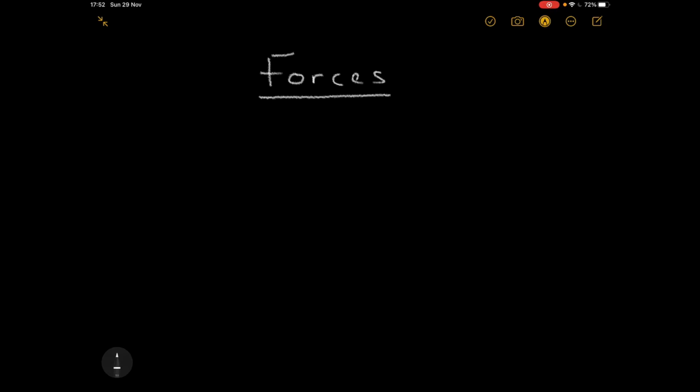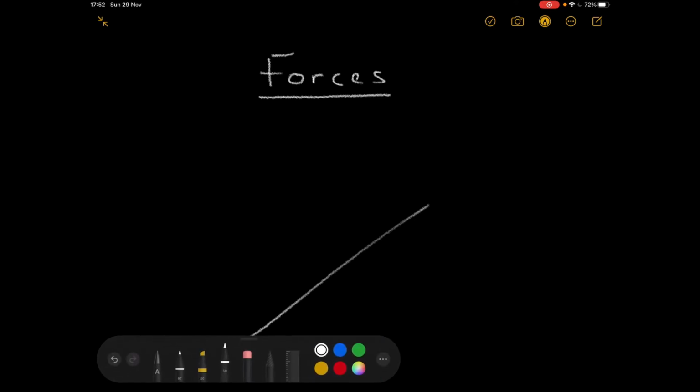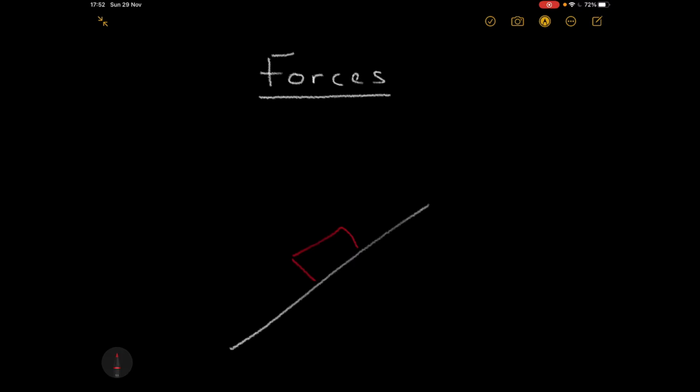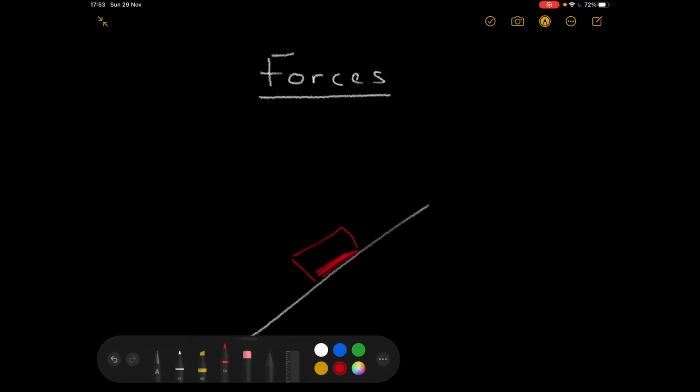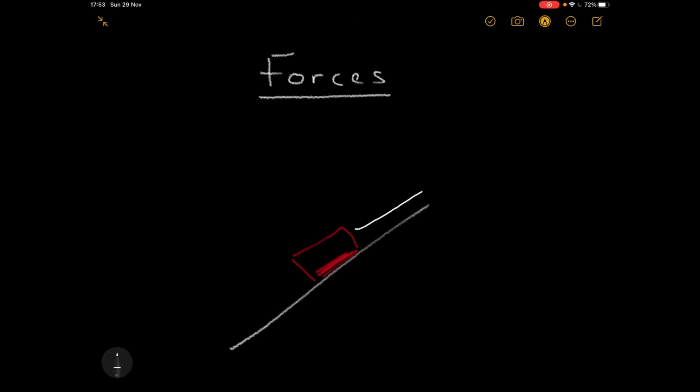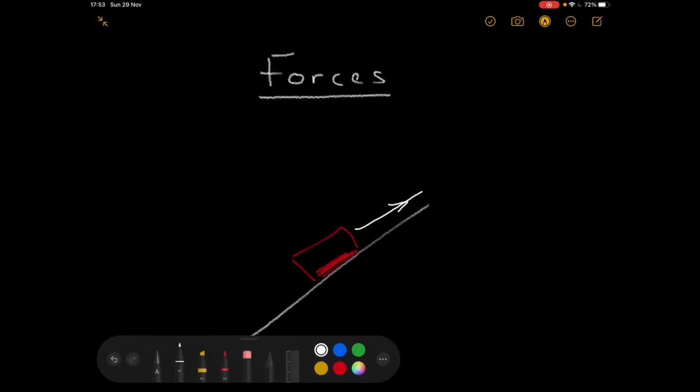To start with, we're going to talk a little bit about forces and the common forces that we identify before focusing in on one of them in particular. So let's imagine that we have a slope and we've got a box on this slope. I'm going to draw my box in red. Fantastic, I've got a box. And what I've got is a sort of rope that's connected to this box, and this box is basically being pulled up by this rope.